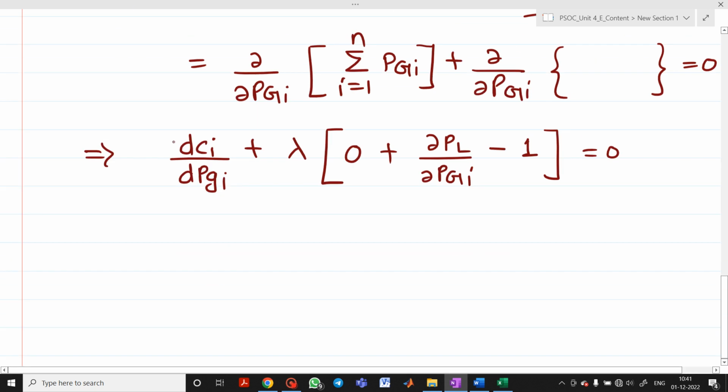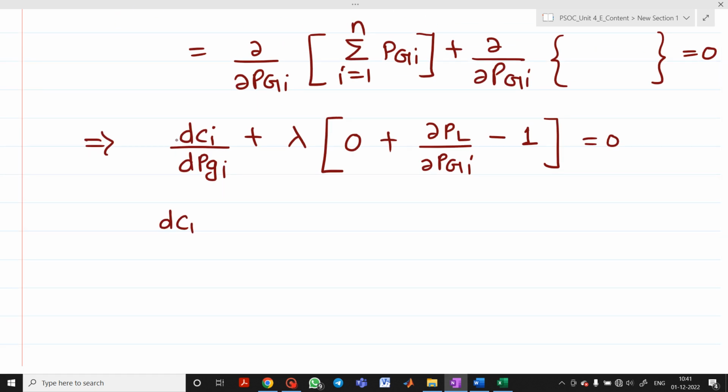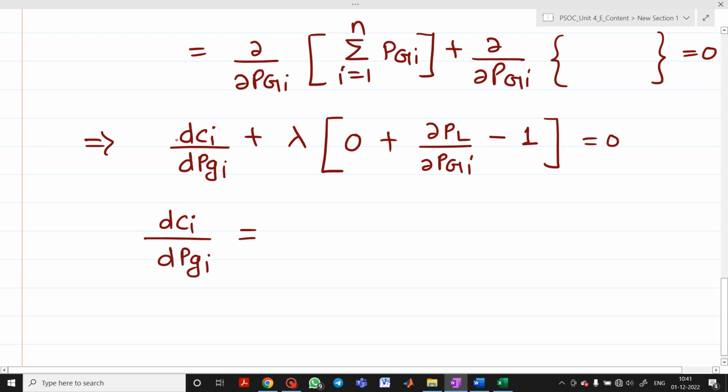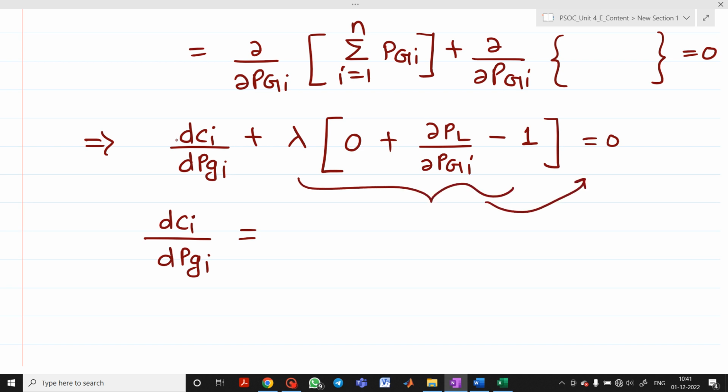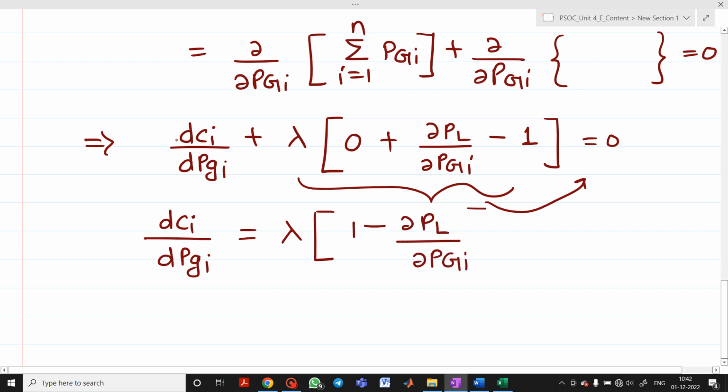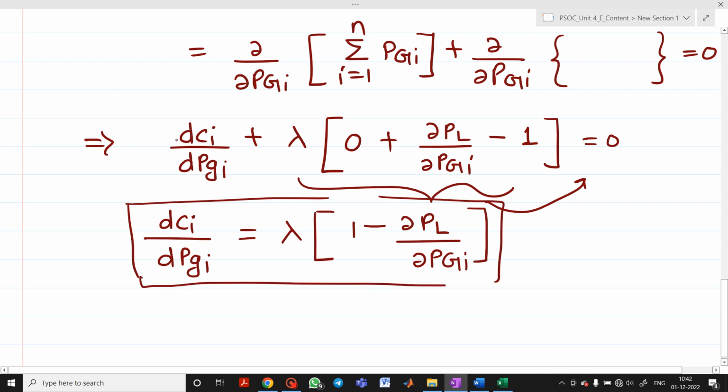So can I write from this? How can I write the expression? dCi upon dPGi will be equal to, now I have to multiply this lambda, so lambda delta PL upon delta PGi minus lambda. So I will shift this term towards the right hand side. So it will be lambda into bracket 1 minus delta PL upon delta PGi. Please remember this expression. This is a very important expression. This is nothing but your coordination equation.